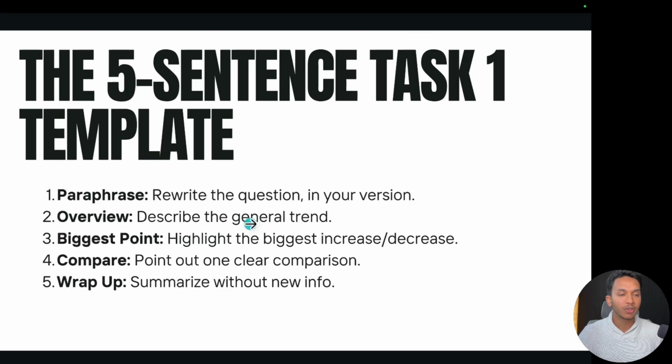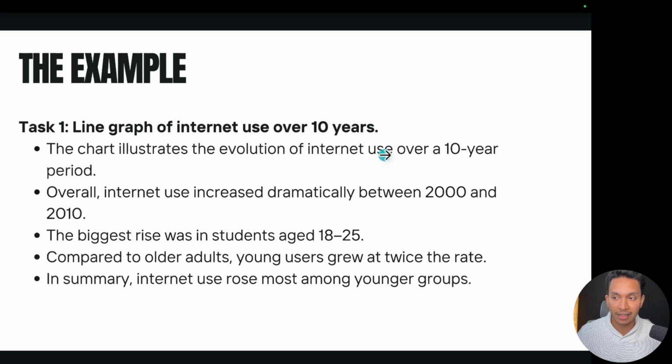Let's get into it. The 5-sentence task template. In the first sentence, you want to rephrase the question in your version. In the second sentence, you do an overview, describing what the general trend is. In the third sentence, the biggest increase or decrease. In the fourth sentence, point out one clear comparison. And in the fifth sentence, you want to wrap it up without giving any new information. What that would look like is this.